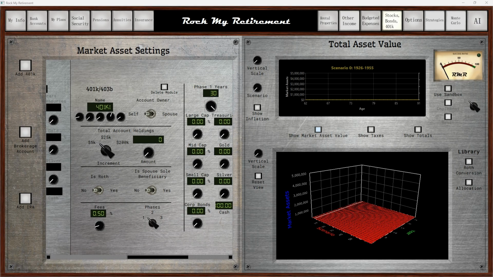IRAs and 401ks come in two flavors, traditional and Roth. For a traditional account, you do not pay taxes on the income you contribute to the account at the time you contribute it. However, you do pay taxes on everything you withdraw from that account when you withdraw it. For a Roth account, it's the opposite. You contribute to the account with after-tax dollars, and then you never have to pay taxes on your withdrawals from the account. Also, Roth accounts have the advantage of having no required minimum distributions, or RMDs.